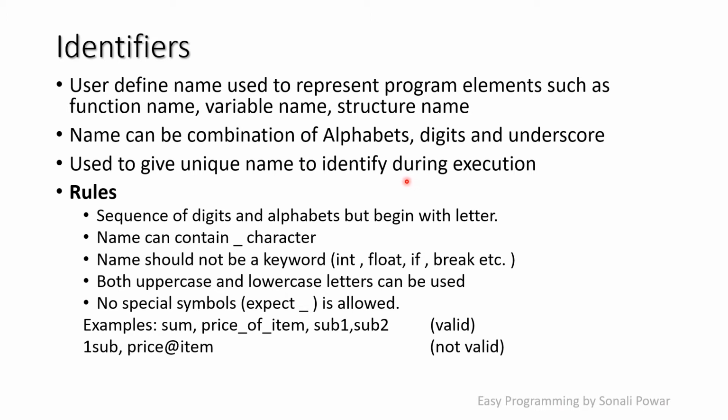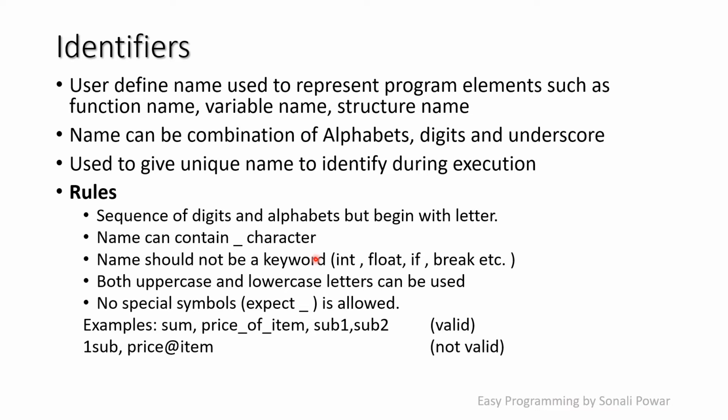When you are giving a name, there are some rules which you have to follow. The first rule is the identifier name can be a sequence of digits and alphabets, but it must begin with a letter only. And only the underscore special symbol is allowed while naming an identifier. Next, the name should not be a keyword. So you cannot use a keyword as the name of an identifier.